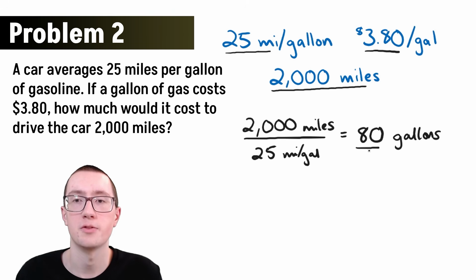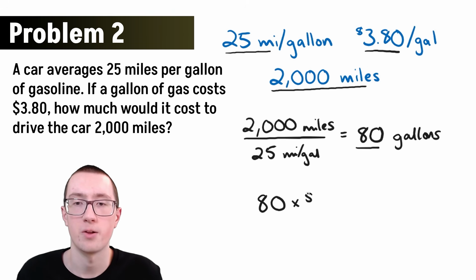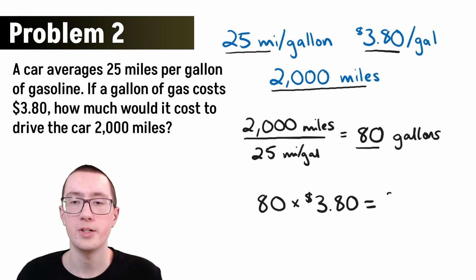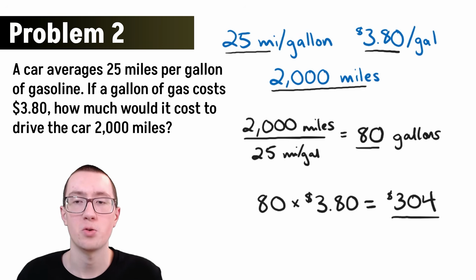So to figure out how much money we've spent, we'll just multiply them together. So we'll take 80 times $3.80. And if you put this in your calculator, you should get 304. So there we go. We figured out how much money we've spent in total. We've spent $304 on gas for this trip.